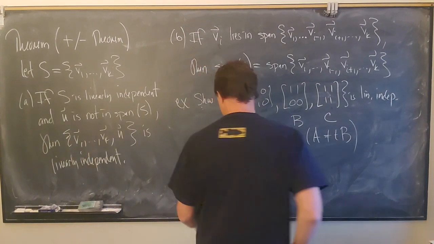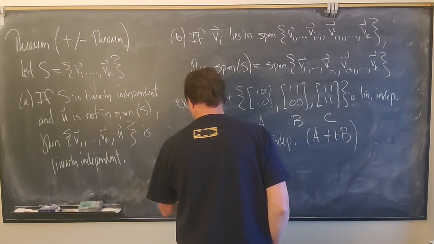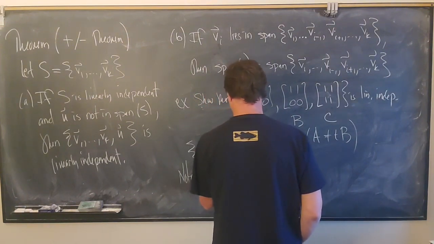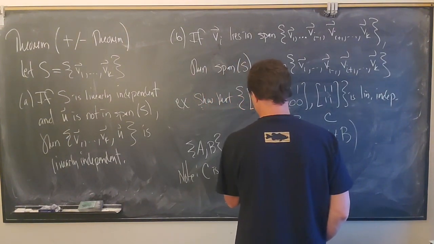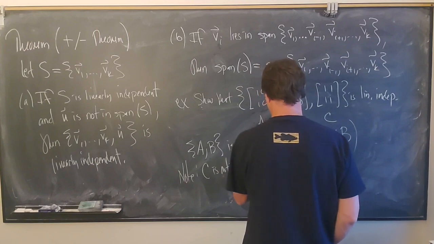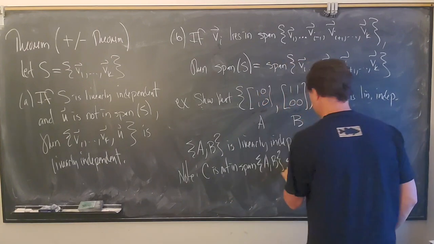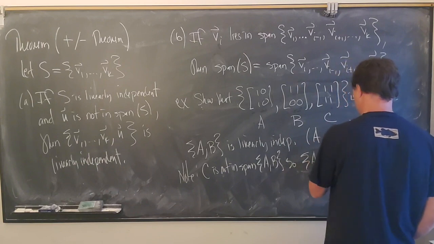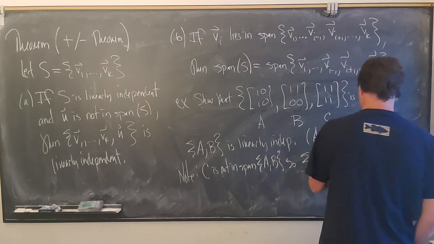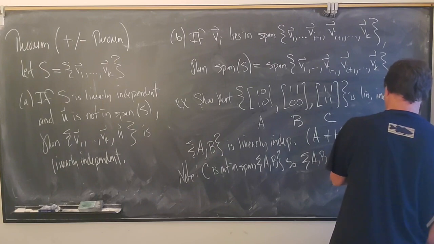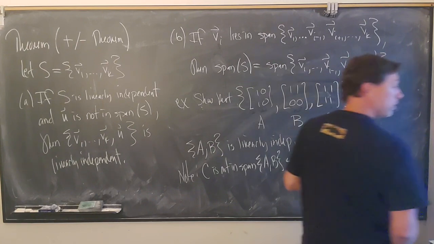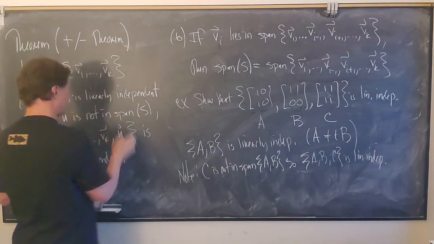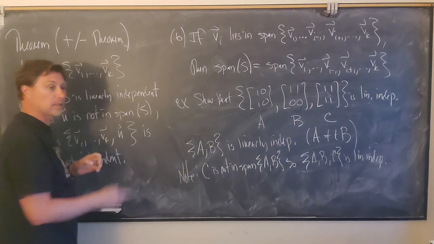Right? So we'll say note, check, C is not in the span of A and B, so A, B, C is linearly independent. So the plus minus theorem, part A, allows us to insert a vector into our set and remain linearly independent.